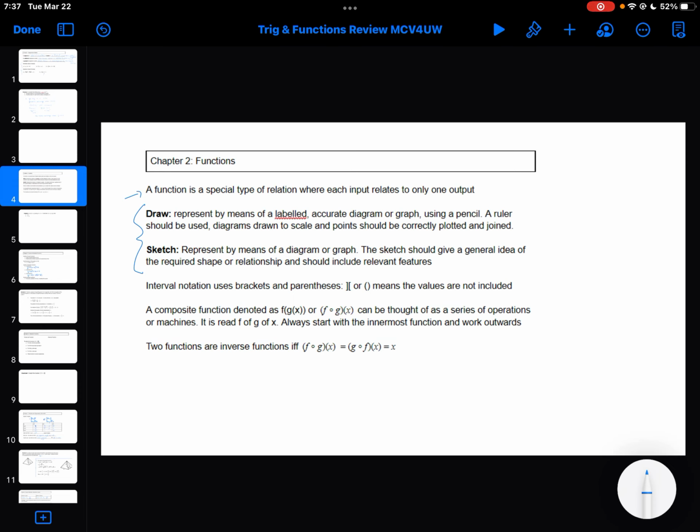Okay. Domain and range using interval notation. We use brackets and parentheses. These square brackets facing out, or open brackets, mean the values are not included. A composite function, which can be denoted this way, or f circle g at x, helps with the idea of a chain rule. And then there's a relationship between inverse functions here.